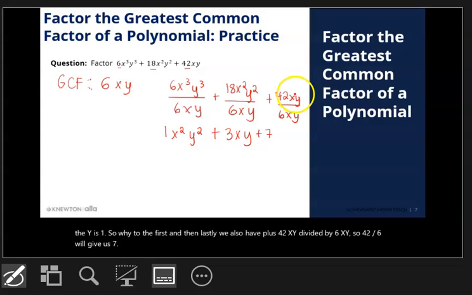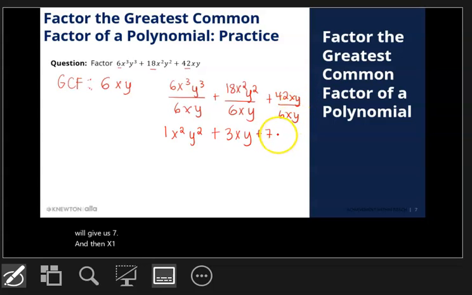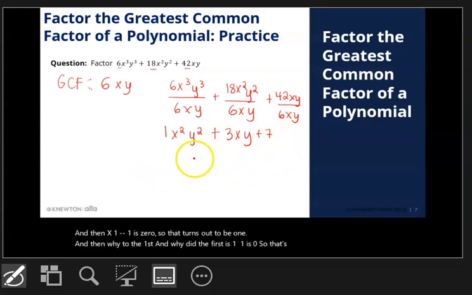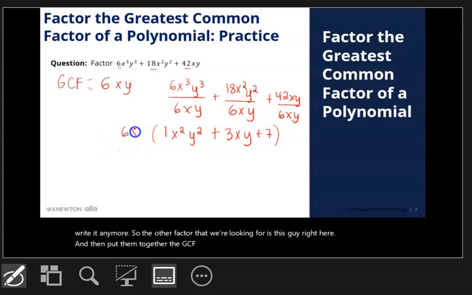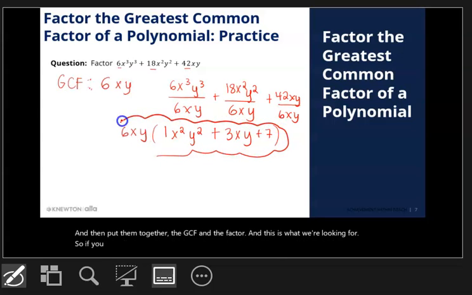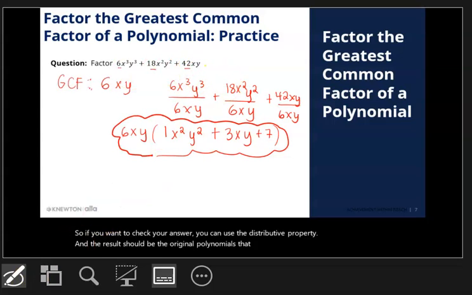and then x, 1 minus 1 is 0, so that turns out to be 1, and then y to the first and y to the first, that's 1 minus 1 is 0, so that's also 1, so I'm not going to write it anymore. So the other factor that we're looking for is this guy right here, and then put them together, the GCF and the factor, and this is what we're looking for. So if you want to check your answer, you can use the distributive property, and the result should be the original polynomial that we have.